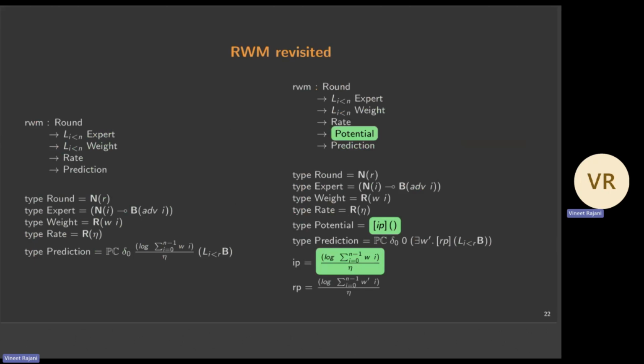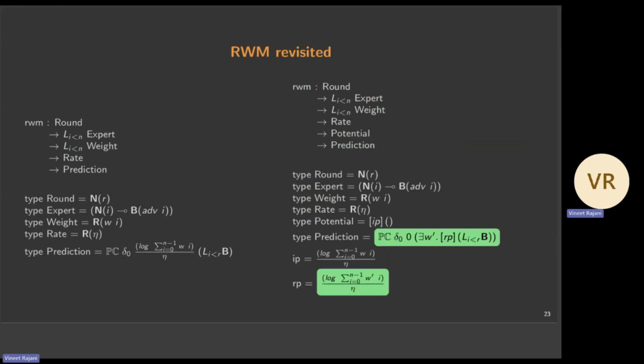Okay, so now let's revisit our example again and see how the potential changes the type of RWM. Now RWM takes an additional argument for the input potential, namely IP, and also returns the remaining potential, namely RP here. The rules of the type system will make sure that the cost of RWM in each round is bounded by the difference of IP and RP, as desired. This is also reflected in the type, as the remaining cost is now 0 units because the input potential is enough to pay for the cost, which is exactly what we want. So essentially we have seen everything that is needed to reason about cost using potentials.